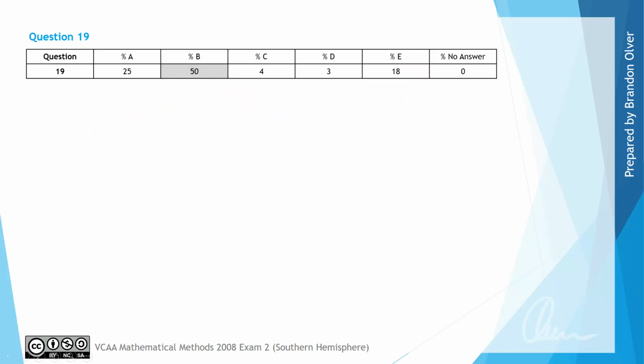From the examiner's report, we can see that only 50% of students got this question correct, so it wasn't overly well done in this exam, with lots of students getting option A as their answer, which you would have obtained if you sketched a derivative of the graph of f rather than finding an antiderivative of f.